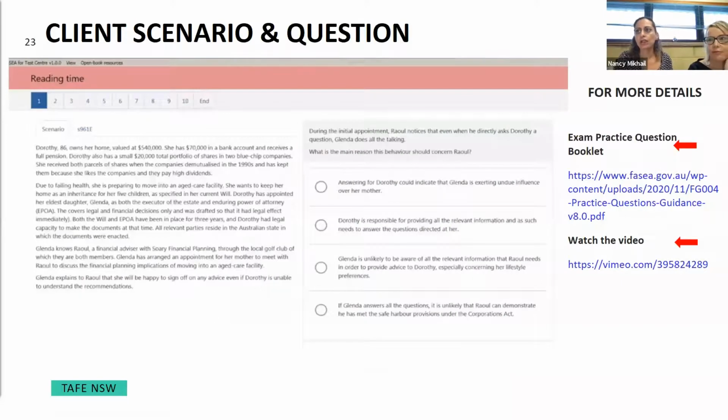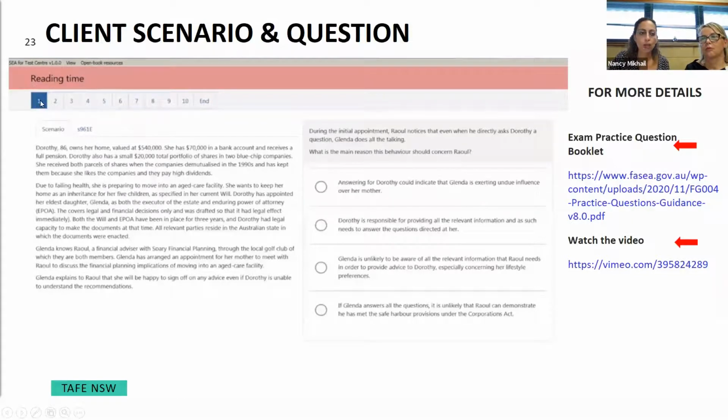Okay, so this is just what a multiple choice question would look like. You're given a scenario here, which you should read. And if you have a look up here, a lot of people are missing this, there's actually another tab sitting there, and that has section 961E. So advice: read the case study, read the question, and then click on this tab to see what additional information is actually stated there. So that's just what it looks like.